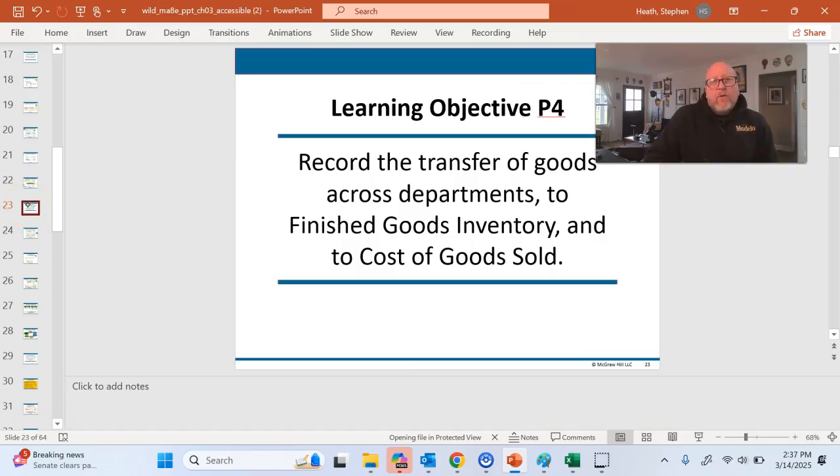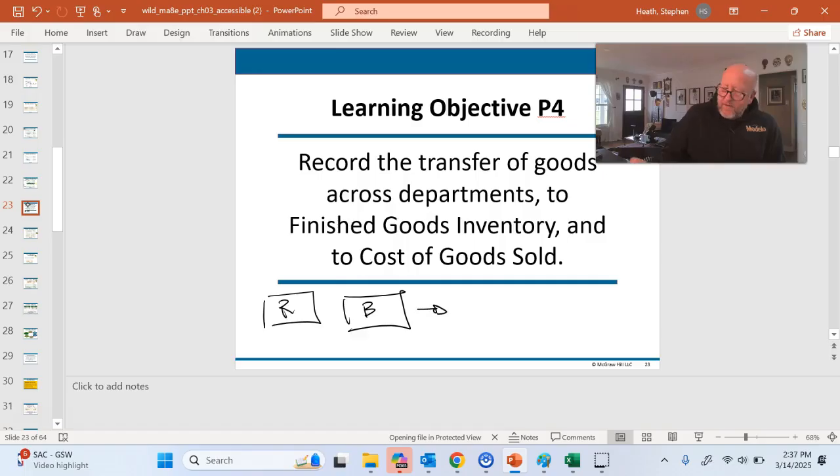Now we can record the transfer of goods across departments to finished goods inventory. Again, this one is, I want to say, relatively straightforward. We have roasting, blending, then we have finished goods. And then when we sell our goods and services, it triggers revenue and cost of goods sold. And that's what we're going to go through in these next examples.